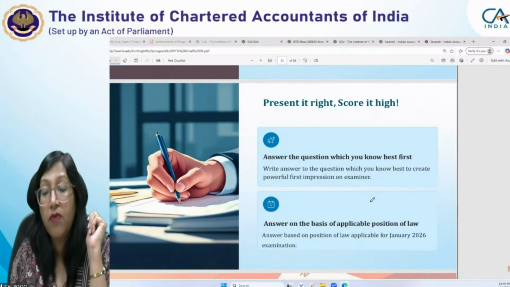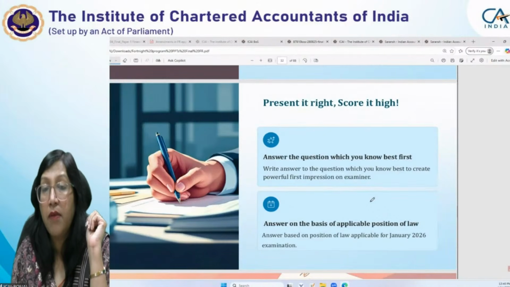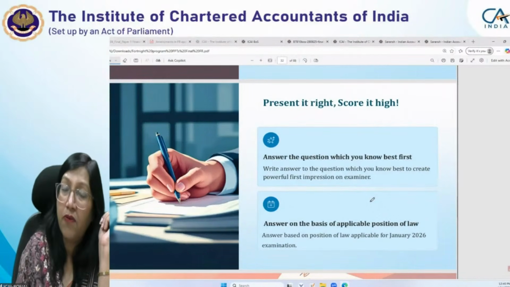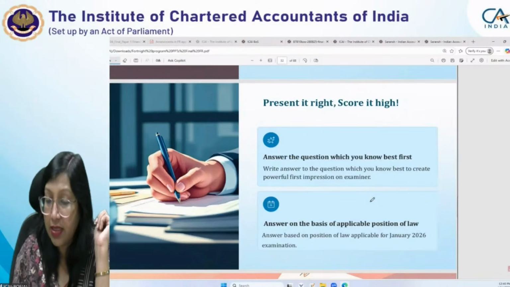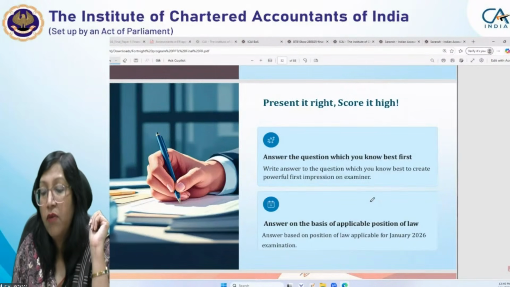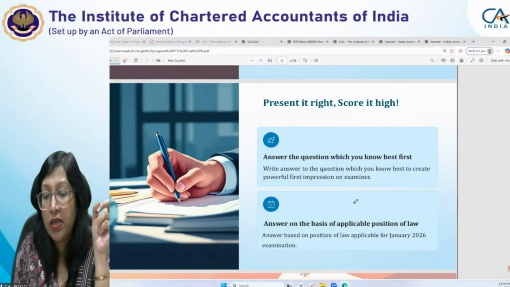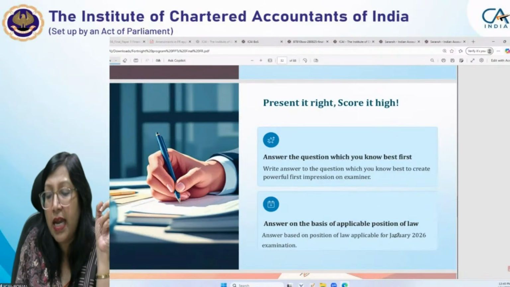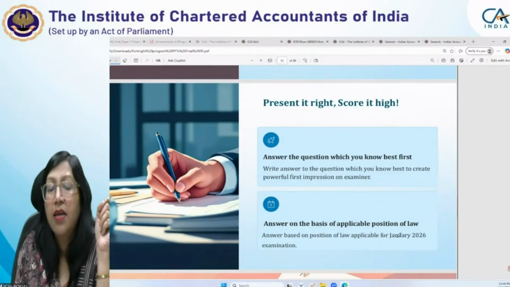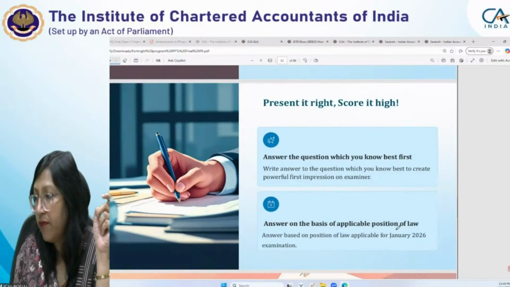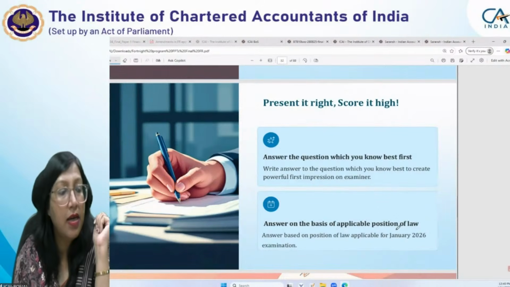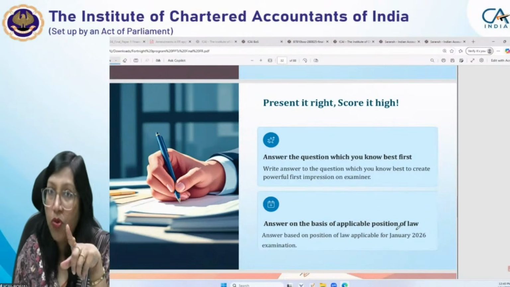Answer on the basis of the applicable position of law. By position of law, I mean your standards, notified standards, accounting standards or Ind AS. Whatever is mentioned for January 26, please write it as May 26. This was the old PPT, so I forgot to rectify it here. It is May 26.